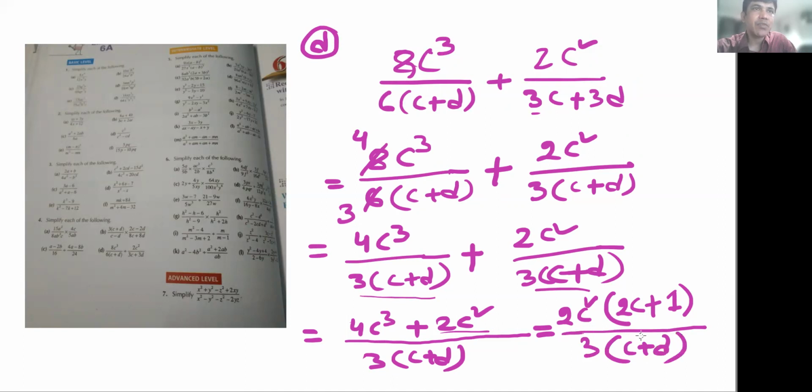Can we cancel anything from here? Nothing. That means this is the answer. So it is now one term, instead of 2 terms, we derived to the 1 term. So this is the answer. Got this point? Number C is your homework.